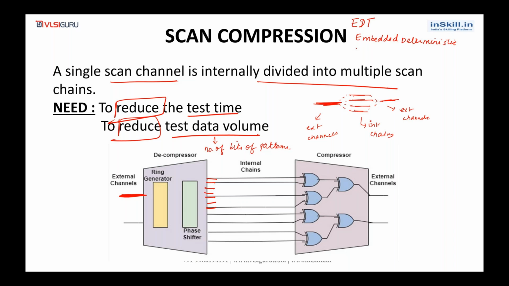What is the full form of EDT? The full form of EDT is embedded deterministic test. So if you are using the Mentor Graphics tool, in order to achieve scan compression, we will be adding one logic called EDT. The full form of EDT is embedded deterministic test.